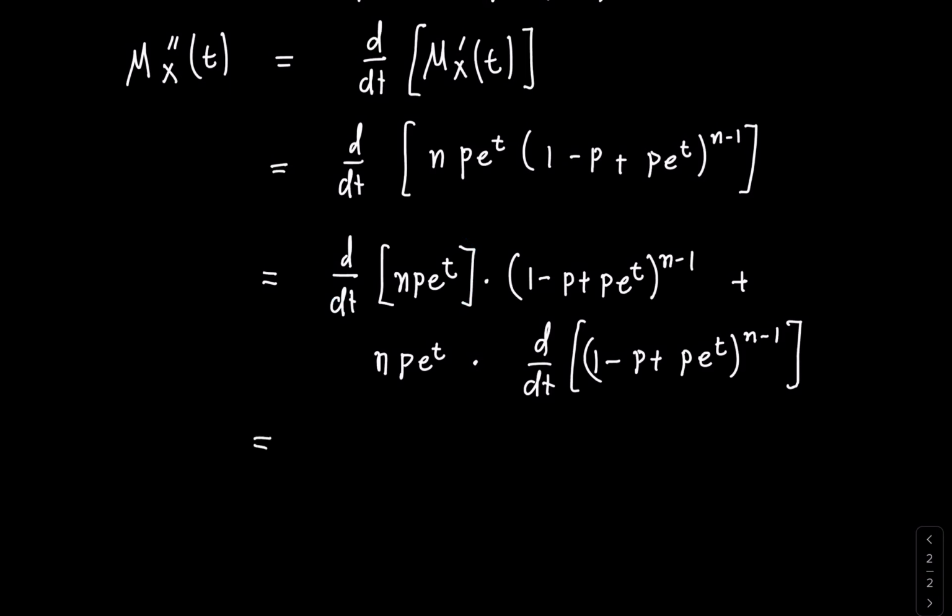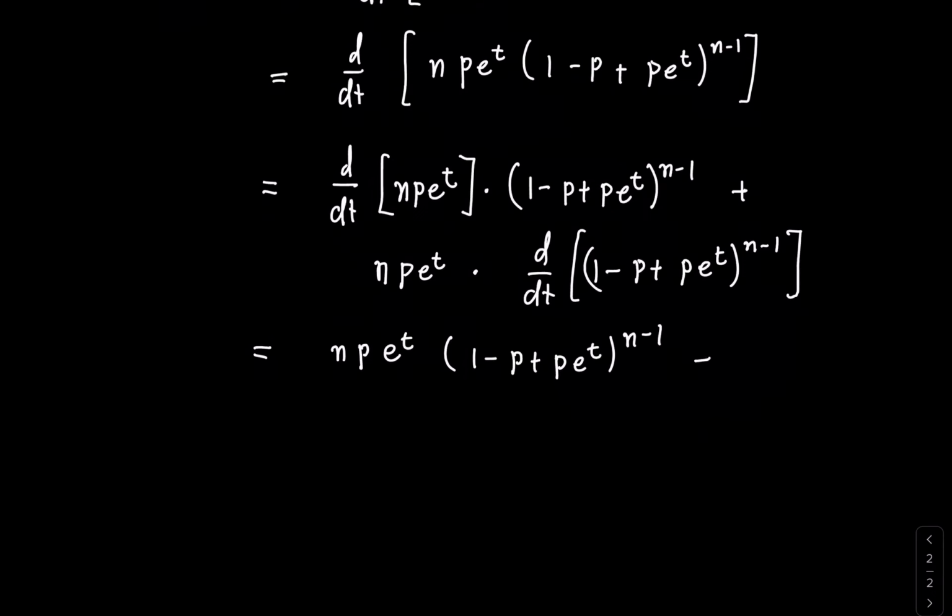We know that n and p are constants with respect to t, so really we're just differentiating the e to the t, and the derivative of e to the t is just e to the t by definition, so that just becomes np e to the t, and then you're left with 1 minus p plus p e to the t, to the power of n minus 1.